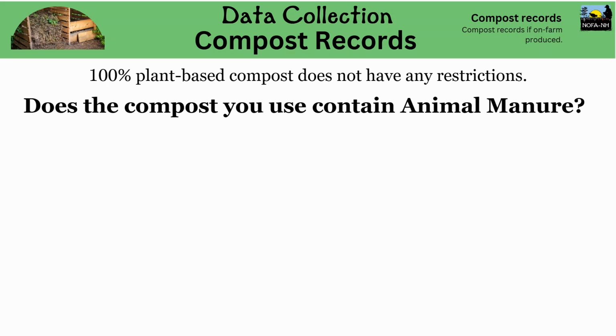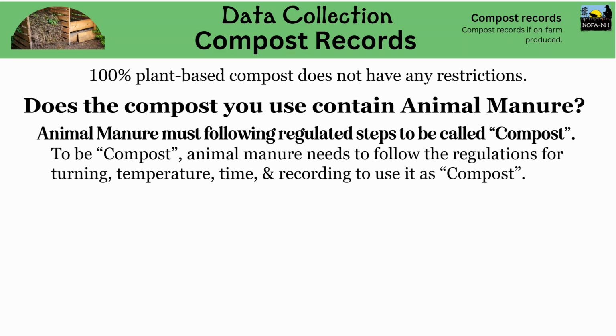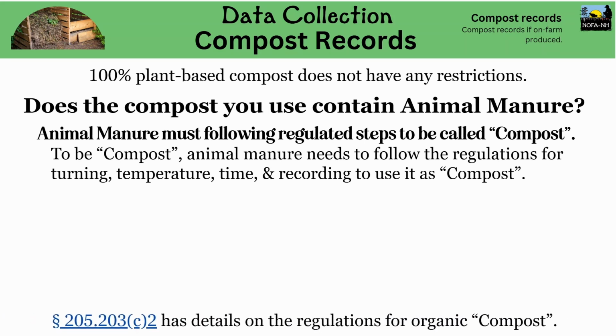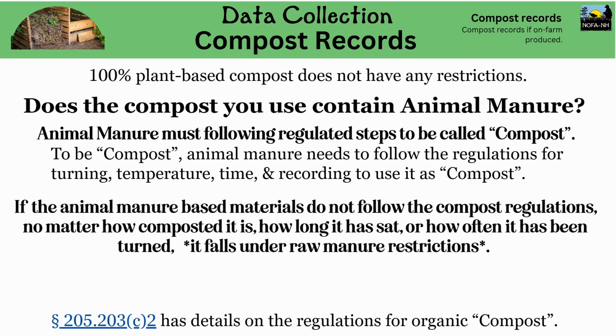However, if the materials you use to make on-farm compost contain any animal manures, this is when the restrictions apply to both the process of composting and the use of the compost product. The use of animal manure must follow a specific protocol for it to be called compost in organic production. These protocols are laid out in USDA Organic Regulation 205.203(c)(2).